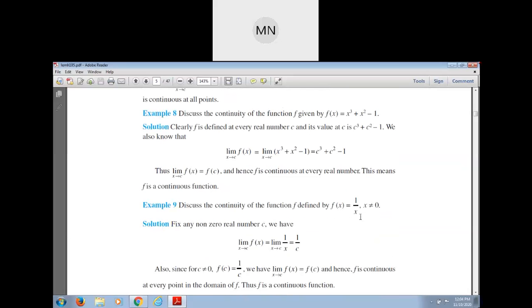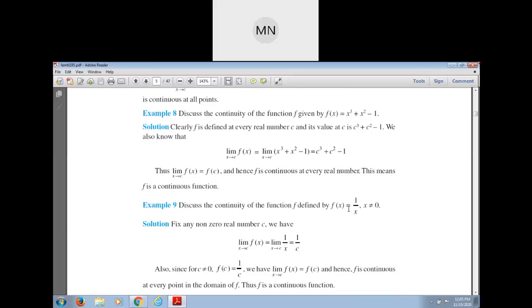And see that f of x equals 1 by x. This is the rational function 1 by x, and here x does not equal 0. This is the necessary condition. If x does not equal 0, then we say that this function is also continuous. So we can say the rational function is also continuous.